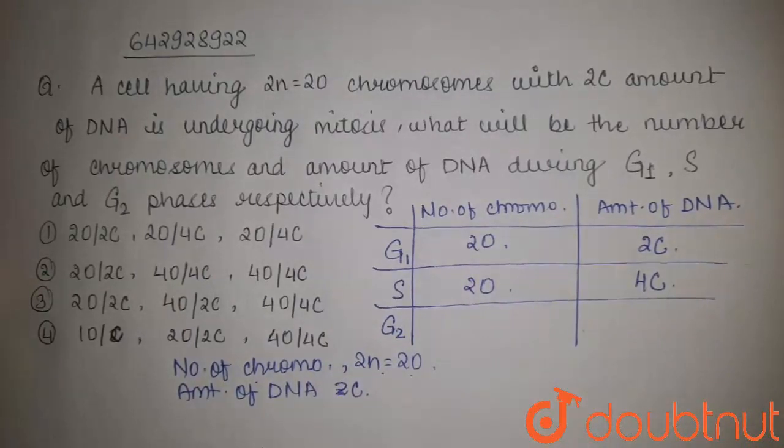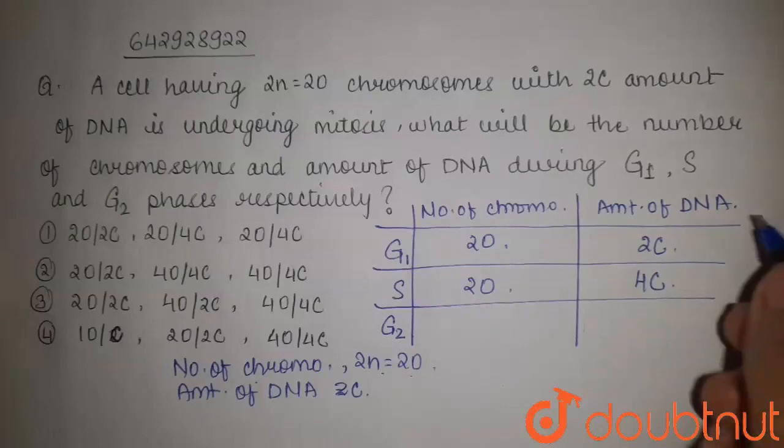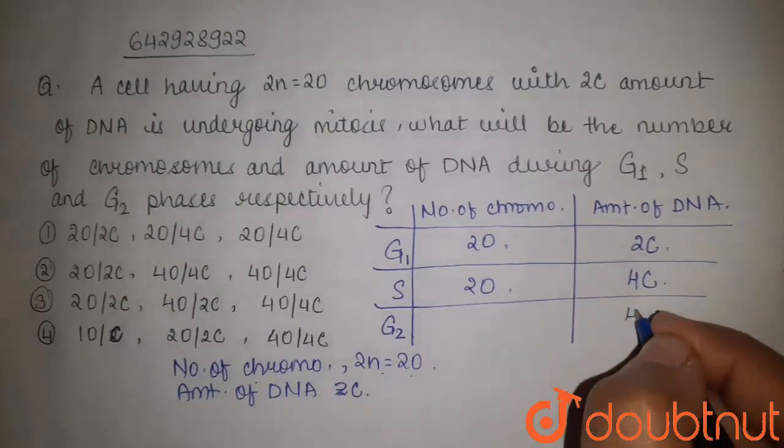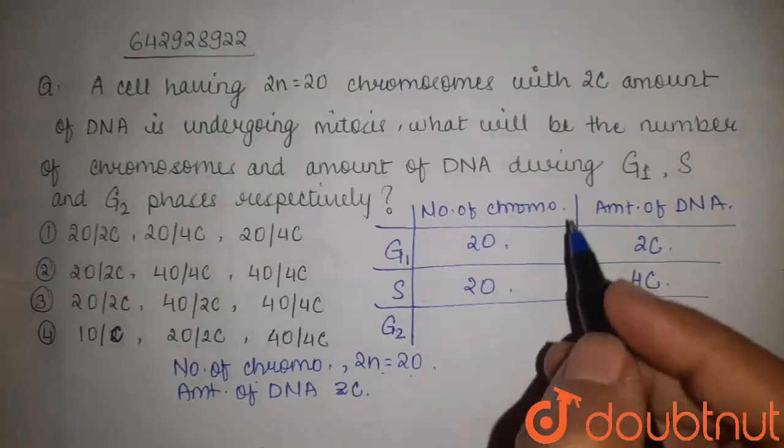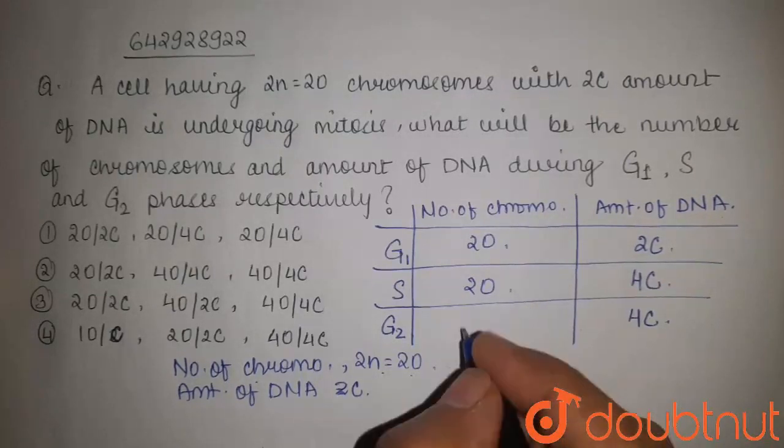Then the G2 phase. G2 phase comes after the S phase, and again here there is no change in the number of chromosomes. So the amount of DNA would be again 4c and the number of chromosomes will be 20.